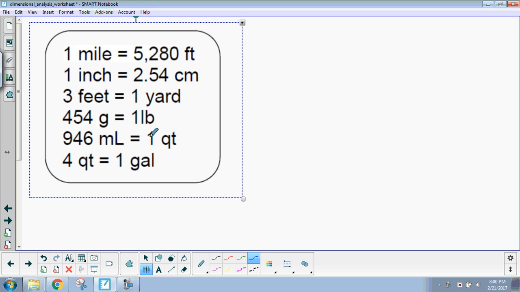These are some common conversions. There's others down the road, but I was going to try to keep it simple. So for every mile, there's 5,280 feet. For every 1 inch, it's 2.54 centimeters. 3 feet equals 1 yard. 454 grams equals 1 pound. 946 milliliters equals 1 quart. And 4 quarts equals 1 gallon.